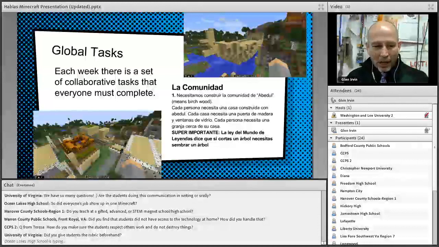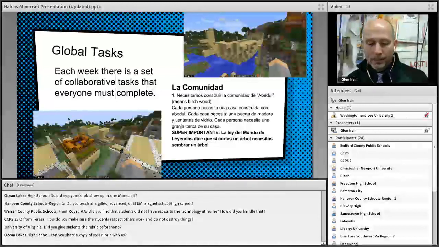Did you give the students the rubric beforehand? Absolutely. Yep, they knew beforehand what they were getting into. And I gave the students a choice. I gave them a choice between working in this world, the Minecraft world, and working just on the traditional assignment. So I had students doing both.